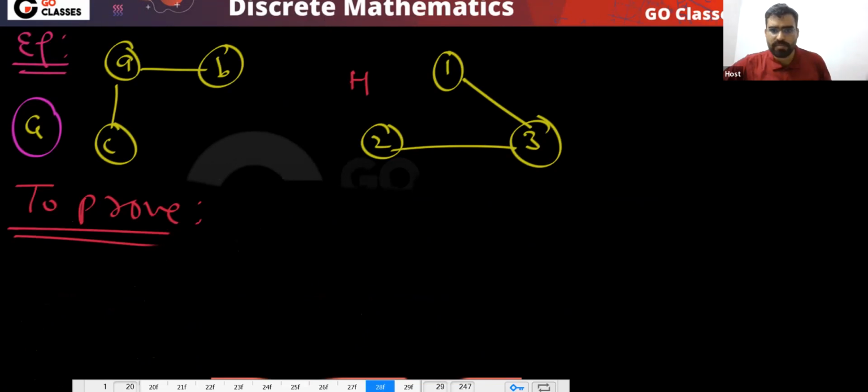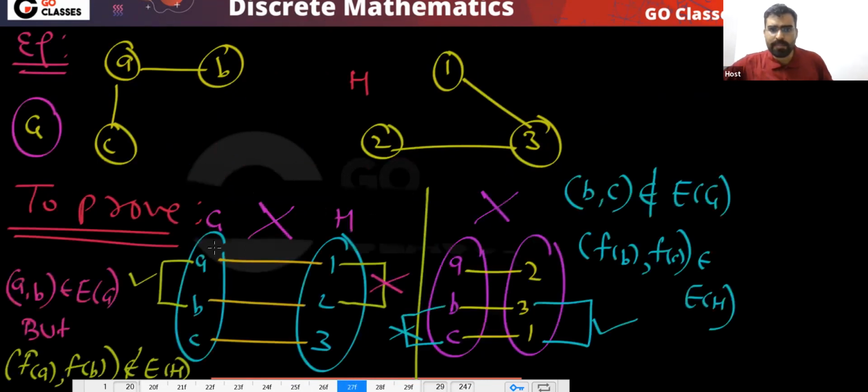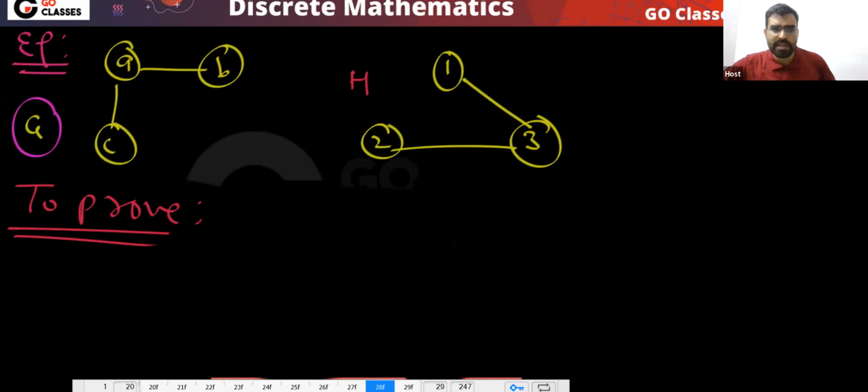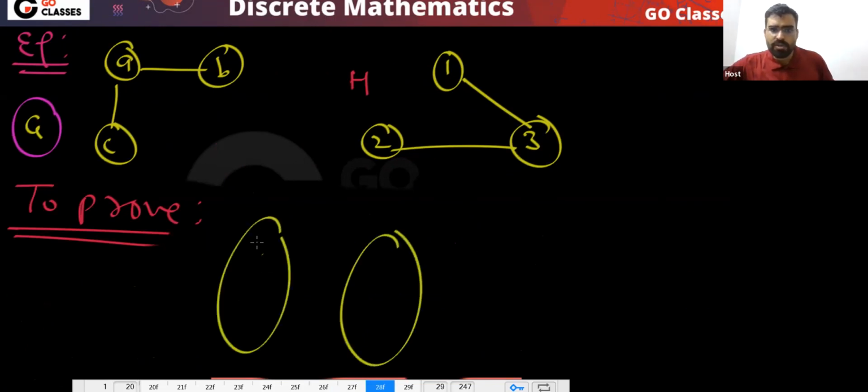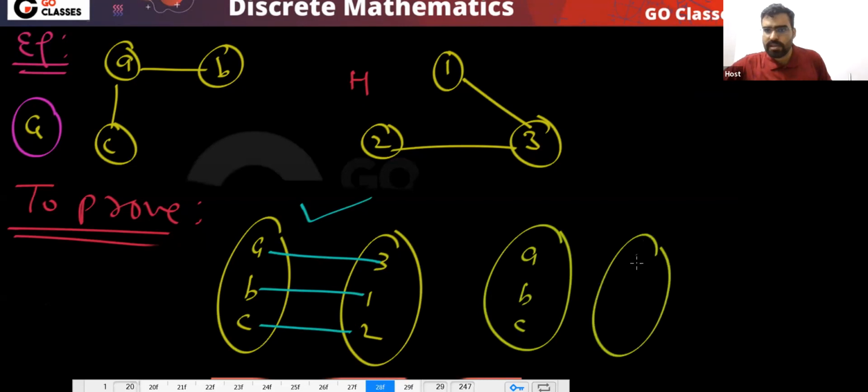One of them should work. Remember, total 3 factorial bijections we have, but we only care about one bijection. We don't care about the others. So which bijection will work? You can check that A, B, C to 3, 1, 2 will work. This bijection will also work. So that is the reason there exists an isomorphism. So 4 bijections will not work, but 2 bijections will work.